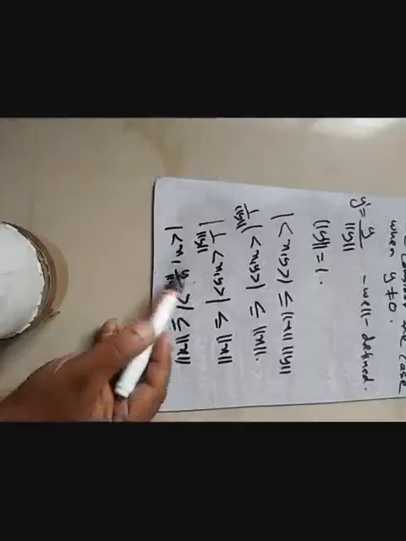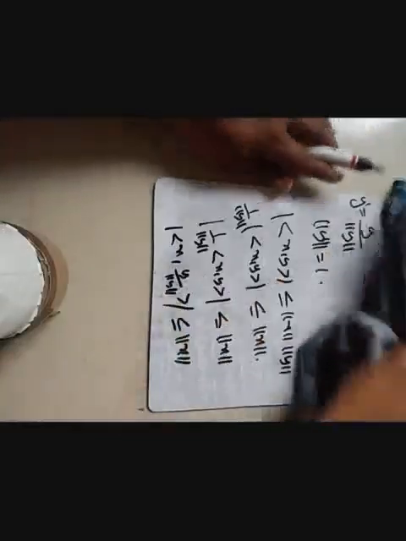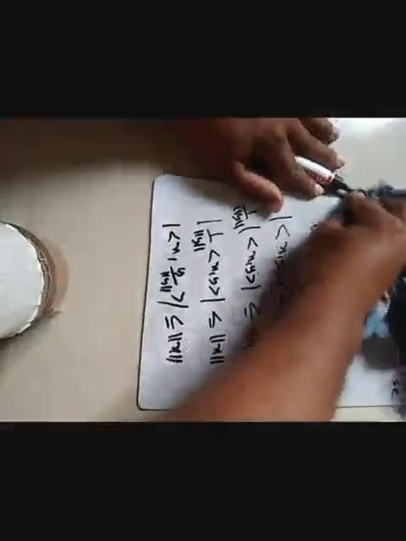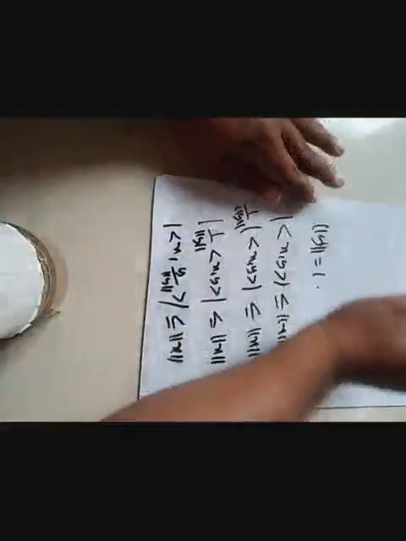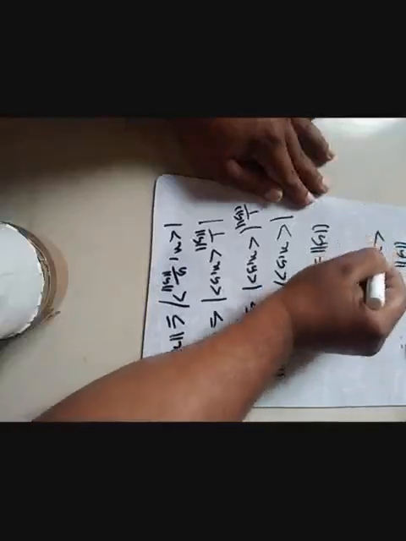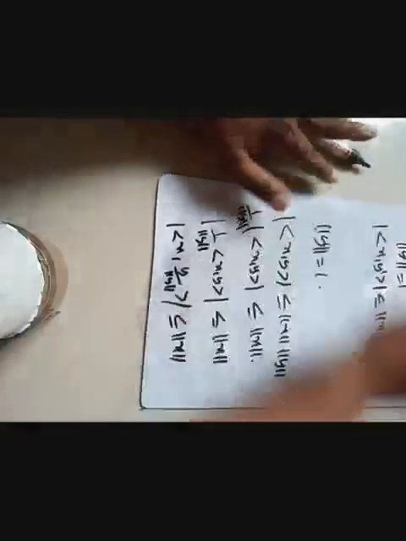But the point is that this object is nothing but your y dash. So if y dash is a norm 1 element, what we want to prove is that the norm of the inner product of x with y dash is less than or equal to norm of x. This is true, but we want to show it for all x belonging to V.